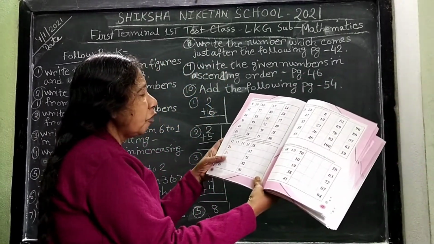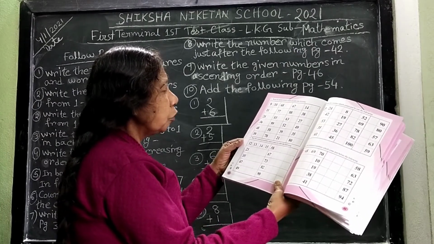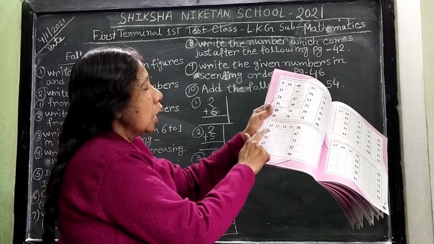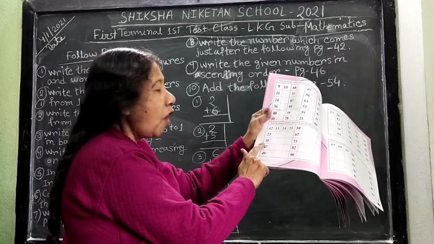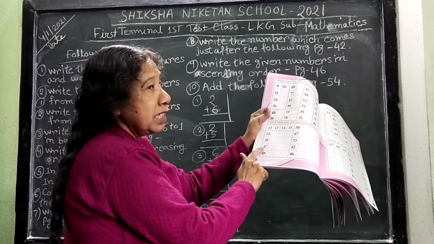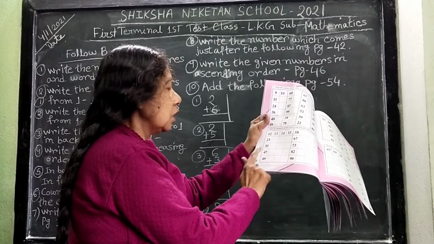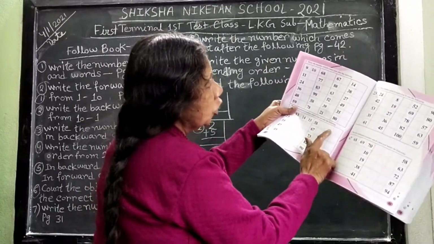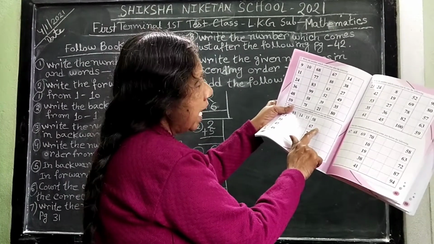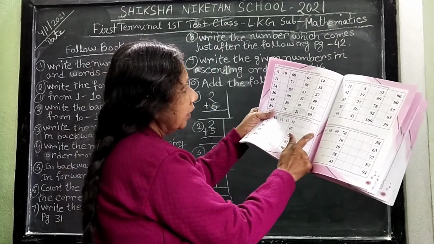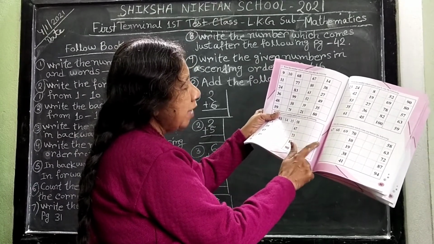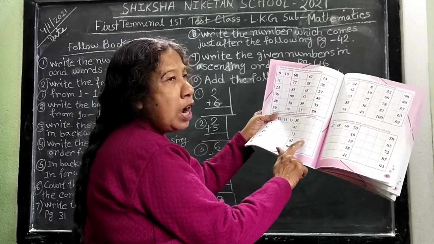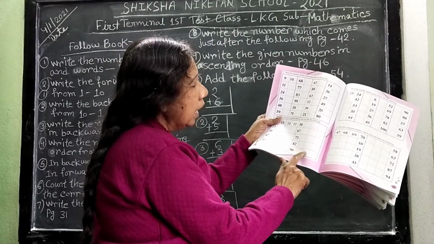Next, 12, 13, 14, 15. Write the continued numbers which come just after the following. 12, 13, 14, 15. 23, 24, 25, 26. 35, 36, 37, 38. 47, 48, 49, 50. 49, 50, 51, 52. 58, 59, 60, 61. 67, 68, 69, 70. 73, 74, 75, 76. 82, 83, 84, 85. 90, 91, 92, 93.